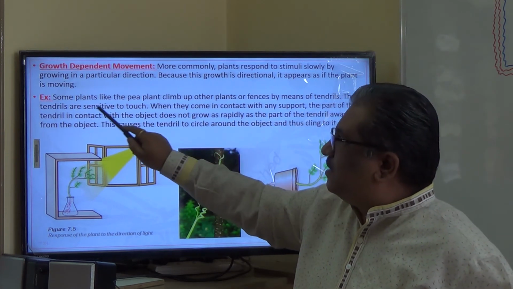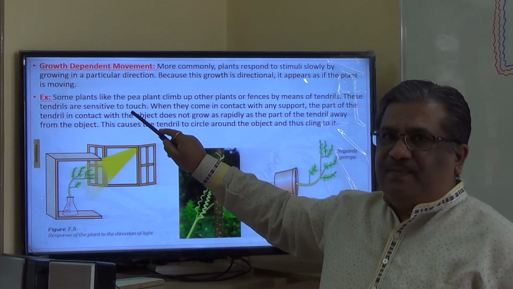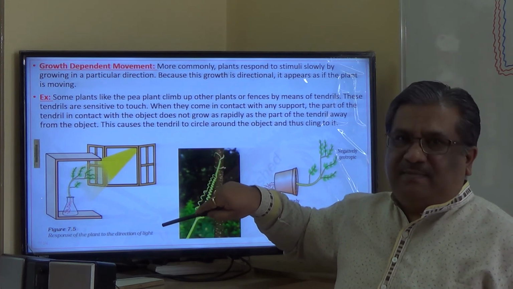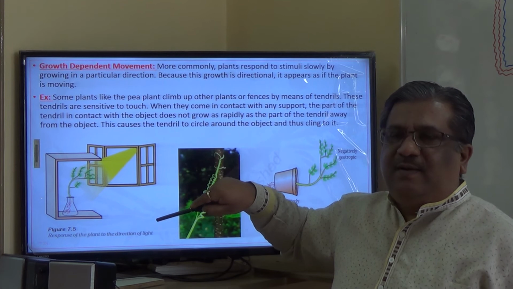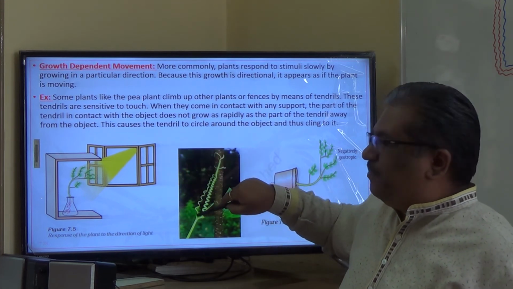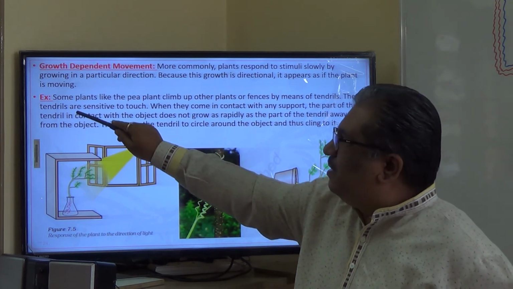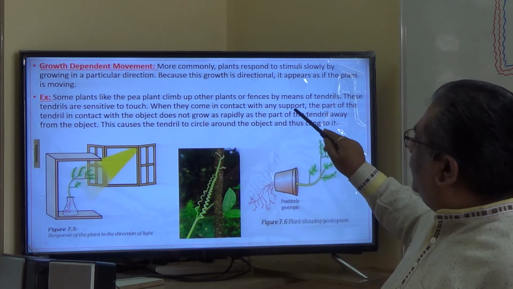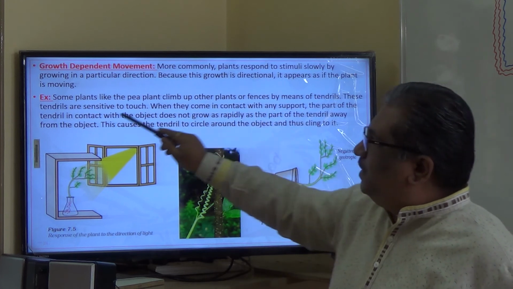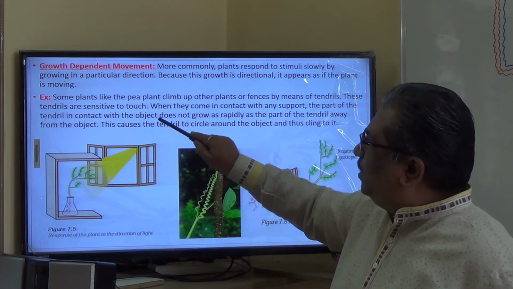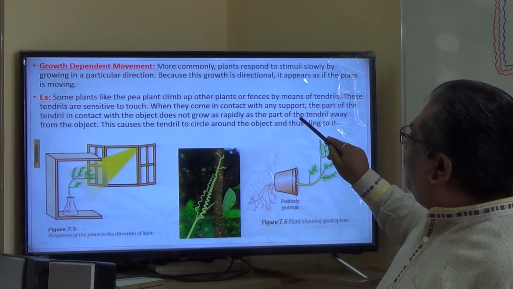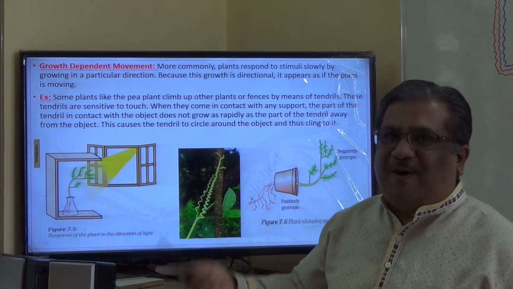These tendrils are sensitive to touch. Therefore, this is an example for thigmotropism. Tropic movements, we'll see further. This is an example for thigmotropism. Tendrils are sensitive to the touch. When they come in contact with any support, the part of the tendril that is in contact with the object does not grow as rapidly as the part of the tendril away from the object.